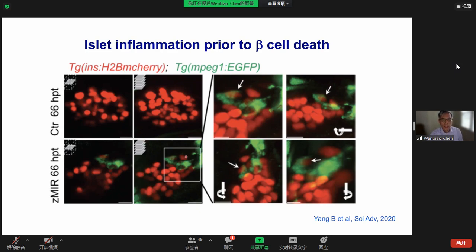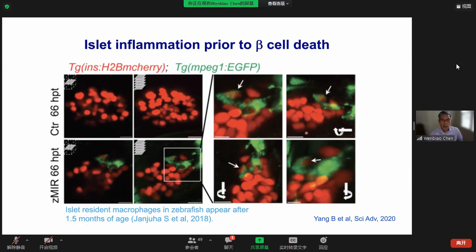And what she found is that indeed there are macrophages coming in only in the ZMR fish, not in the control animals. And in addition, the macrophages seem to wrap around beta cells. So she was convinced this will lead to beta cell death. And we'll just show you.